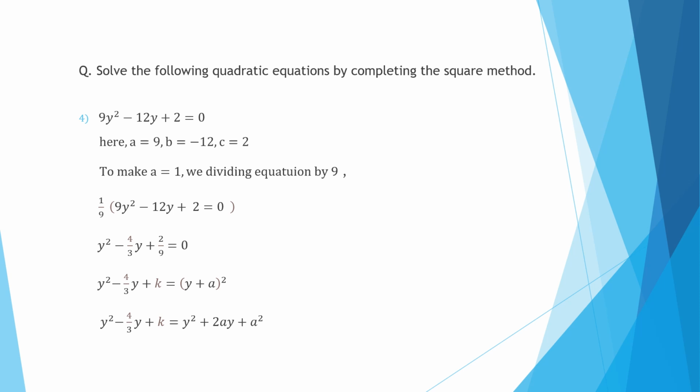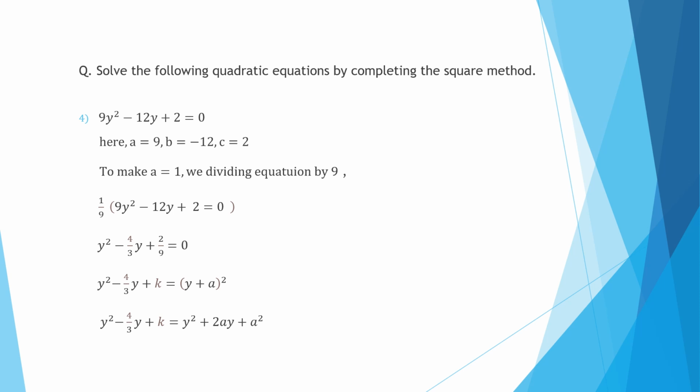So first we find the value of a, b and c. We compare this equation to the equation ax square plus bx plus c is equal to 0. After that we get the value of a is 9, the value of b is minus 12 and the value of c is 2.